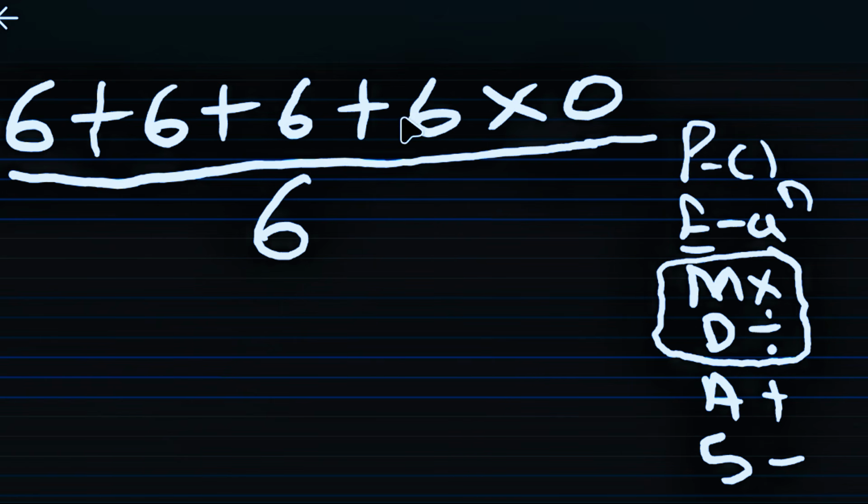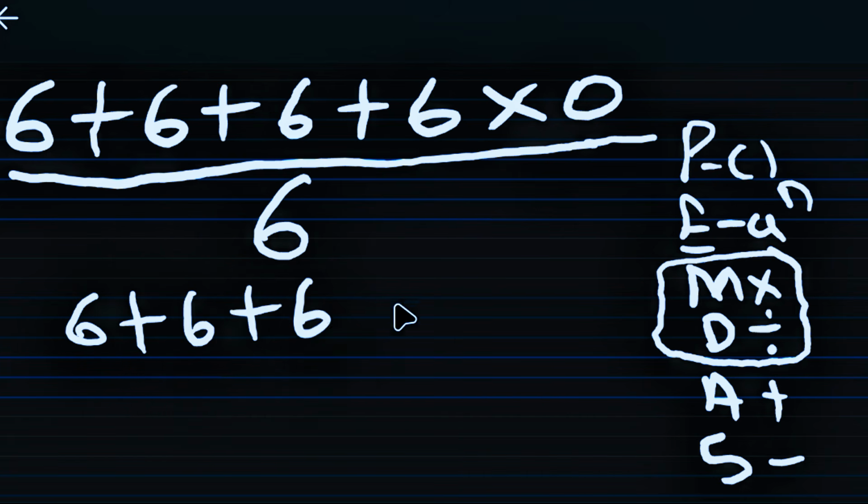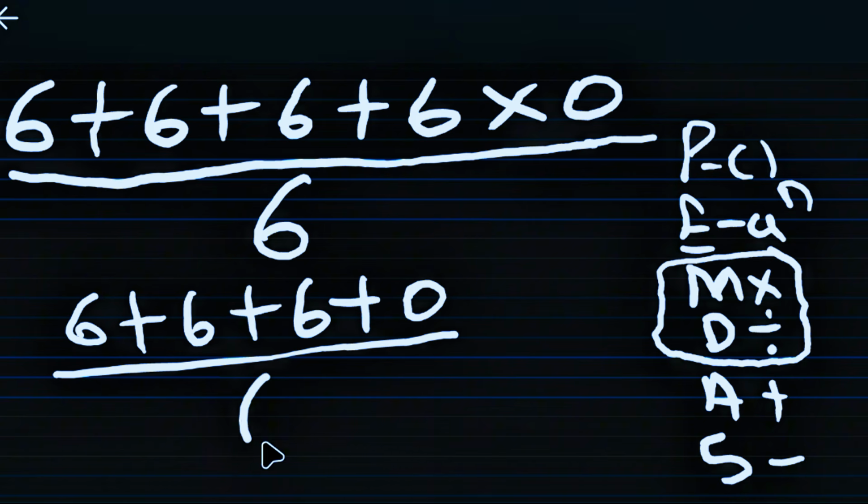Looking at this numerator, we have multiplication and addition. According to the order of operation, multiplication is of higher priority to addition, so we'll multiply first before adding. So for that reason, we are going to have 6 plus 6 plus 6, then plus 6 multiplied by 0 equals 0. We'll divide everything by 6.